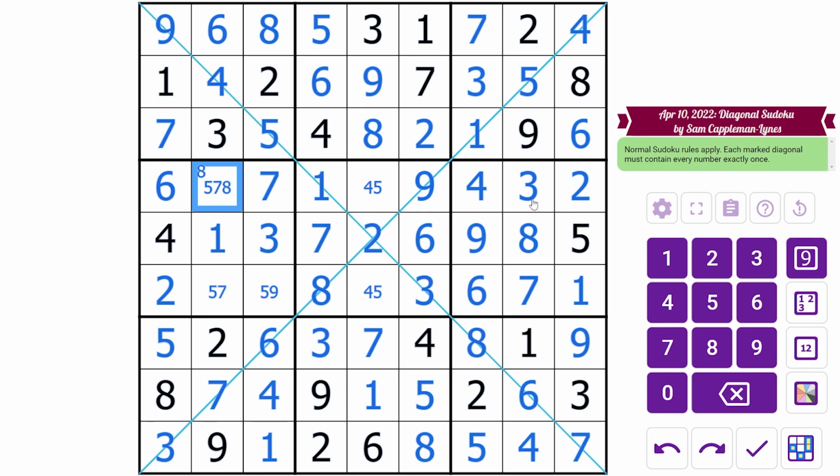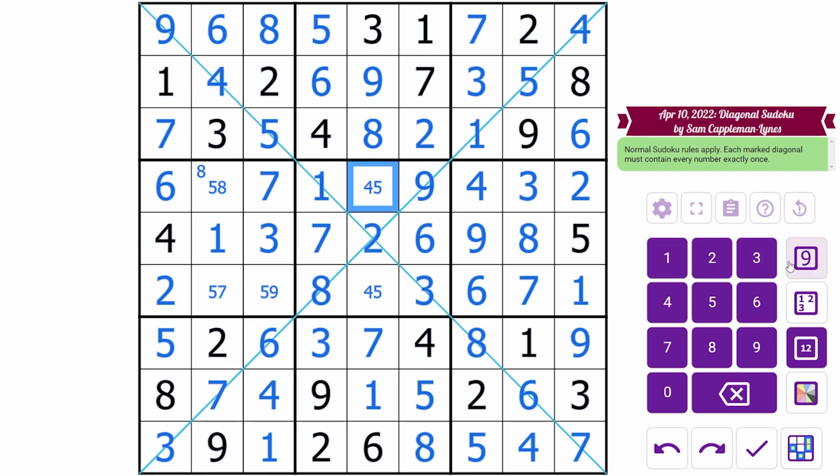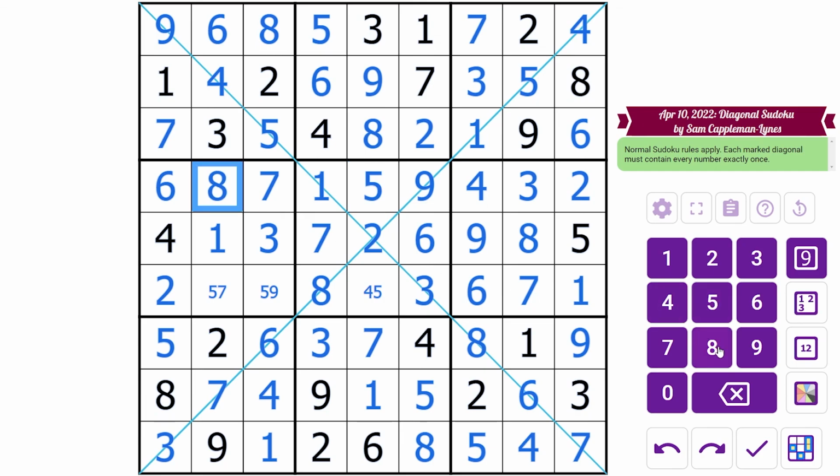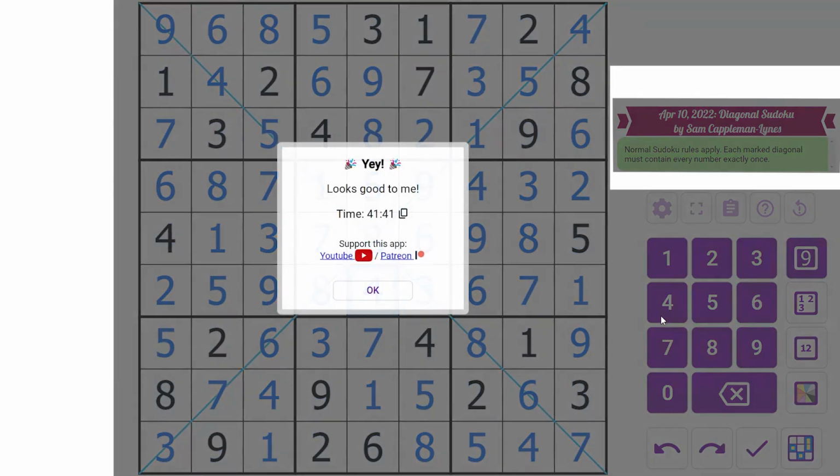1, 2, 3, 4. It can be 5. It can't be 7. On that 7, does it have its 5 here or its 8? No. Okay. This has its 4. So this is 5, which makes that 8. This has 7, so this has to be 5, which makes that 9, which makes that 4. And there we go. Puzzle complete.